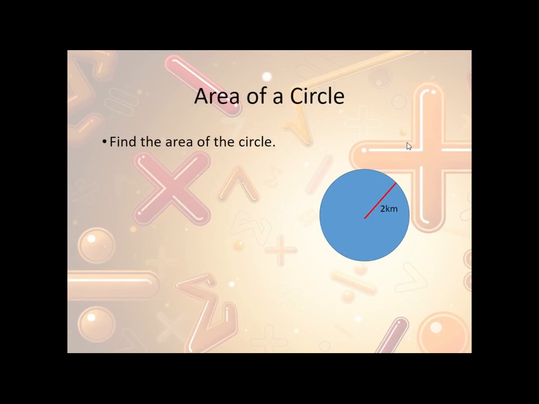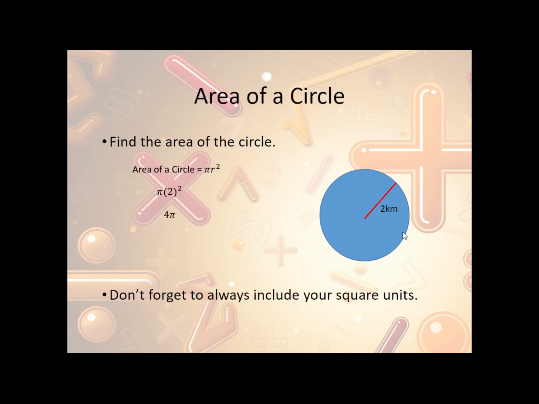Now let's take a look at how we find the area of a circle. So the area of a circle is pi r squared. Well, in this case, they gave us r. R is 2. So this becomes pi times 2 squared. And 2 squared is 4. So that's 4 pi. And then again, don't forget your units. They did it in kilometers, and we are finding the area, so it becomes kilometers squared. So this is 4 pi kilometers squared.